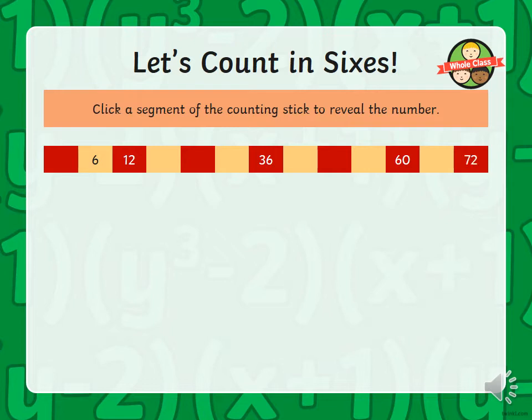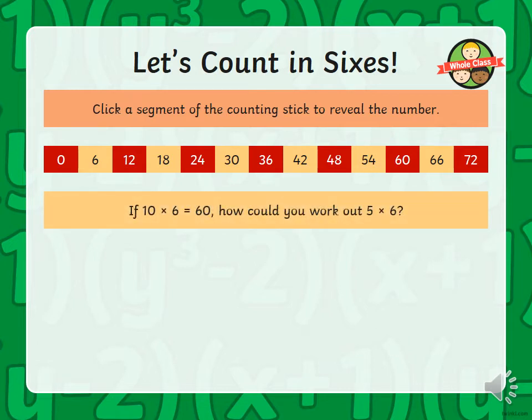72. What do you think comes in the 1st red block? What do you think comes in the 2nd yellow block? What do you think comes in the 3rd yellow block? What do you think comes in the 3rd red block? The 5th red block? The 4th yellow block? And the last 2.